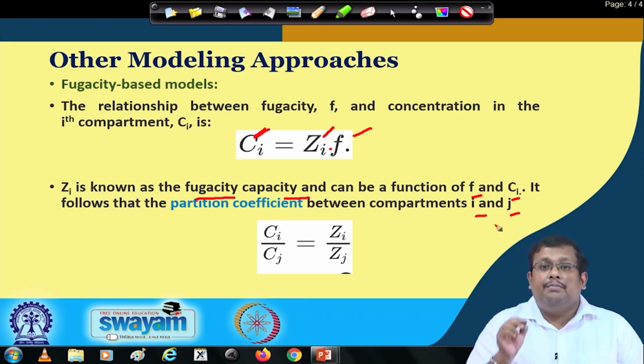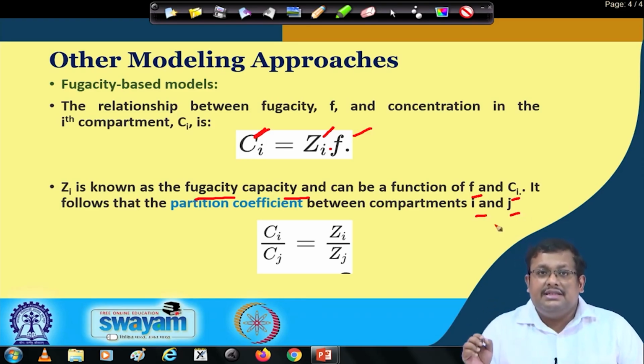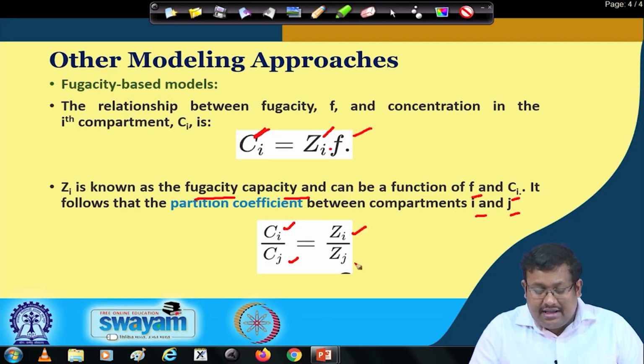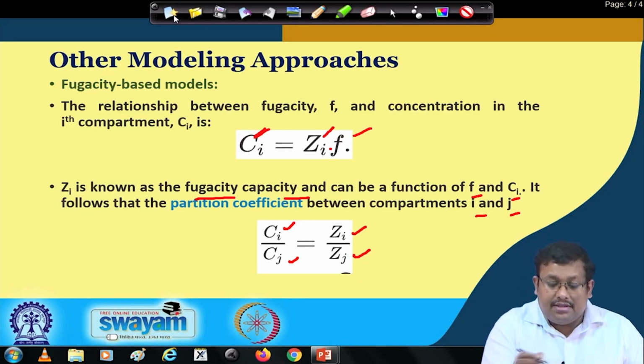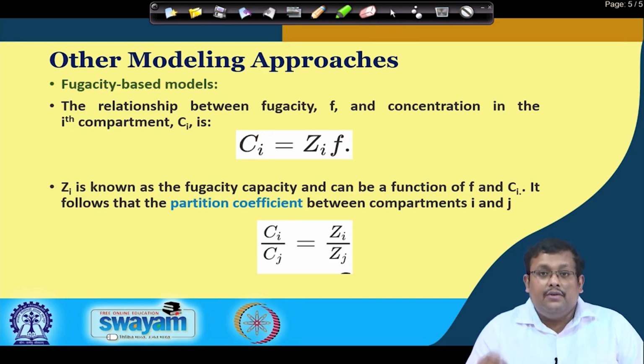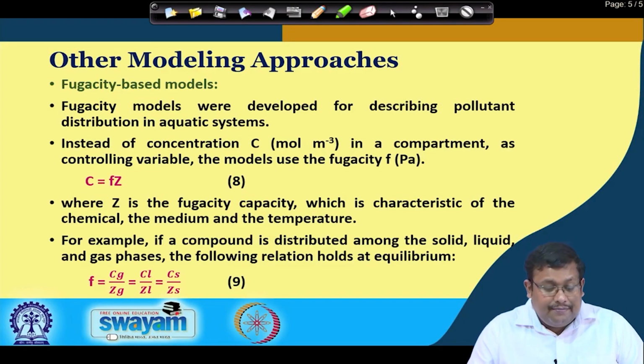Now, it follows the partition coefficient between the compartments i and j. So, if there are 2 compartments, i and j, then we can deduce this relationship: Ci by Cj equal to Zi by Zj. So, this is following the partition coefficient between the 2 compartments. This is the general mathematical representation of fugacity when 2 compartments with different fugacity of chemicals are in contact. Now, what are the fugacity based models?